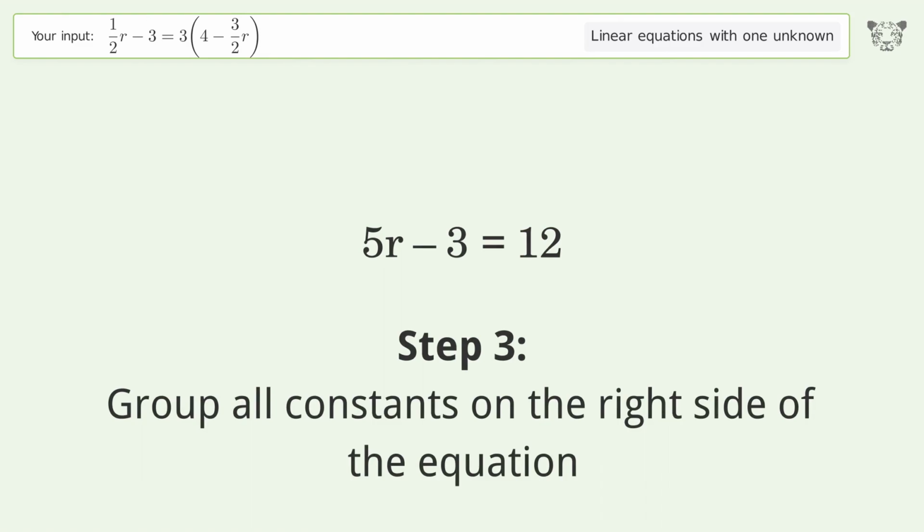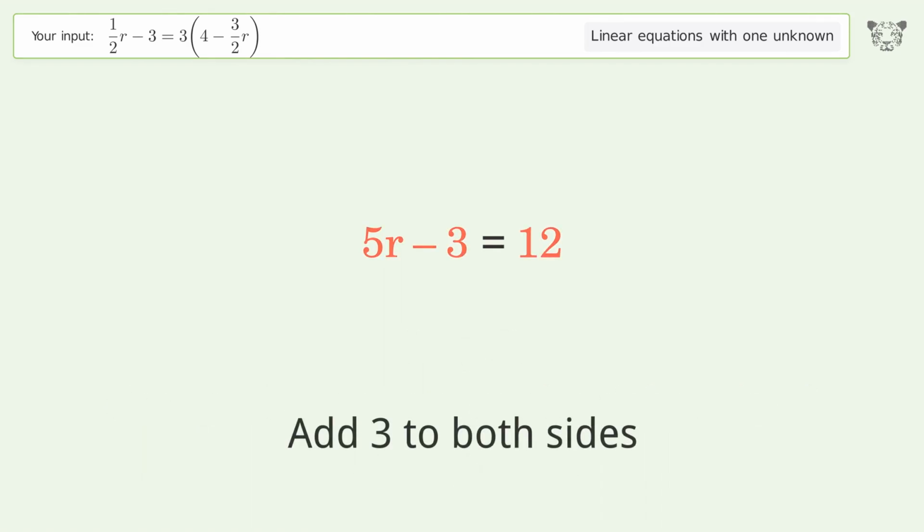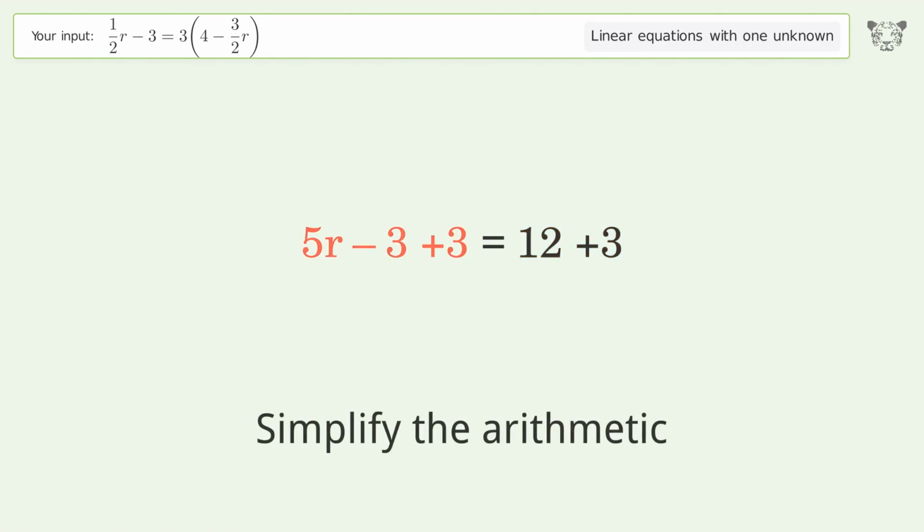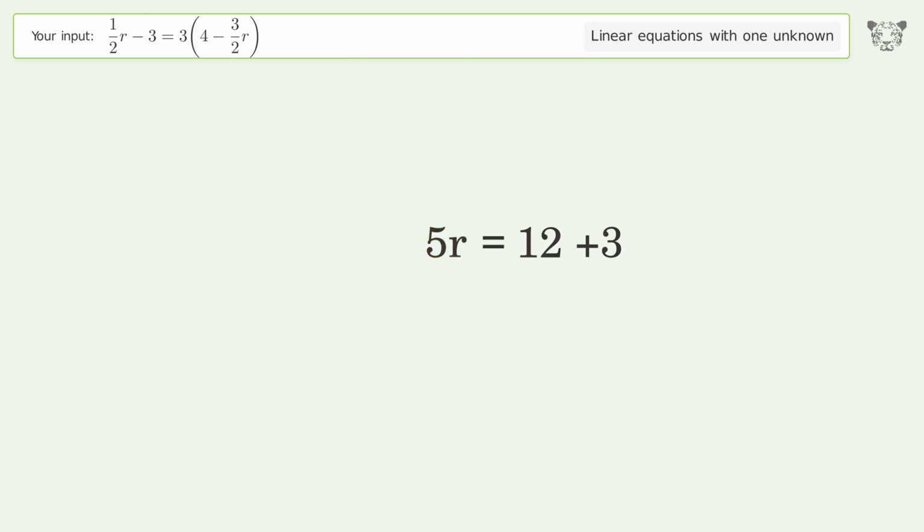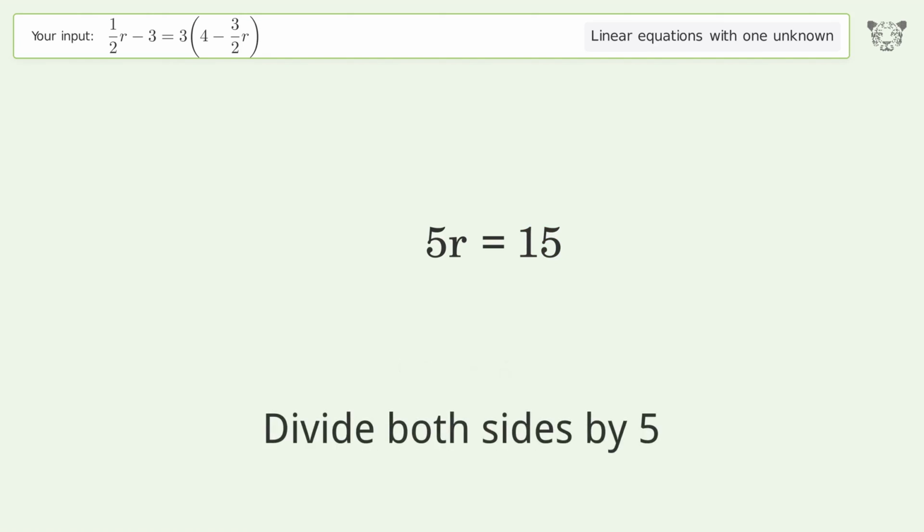Group all constants on the right side of the equation. Add 3 to both sides. Simplify the arithmetic. Isolate the r. Divide both sides by 5.